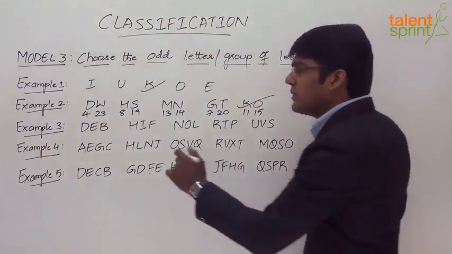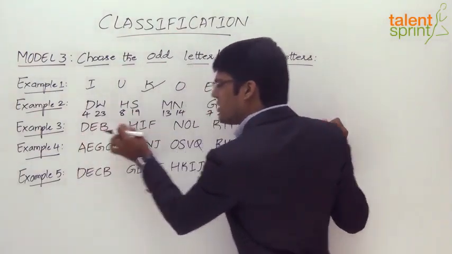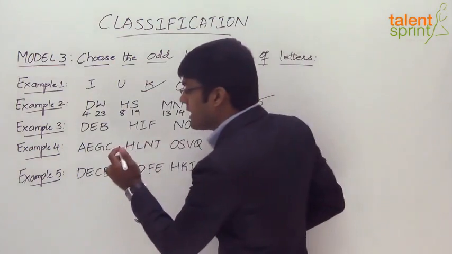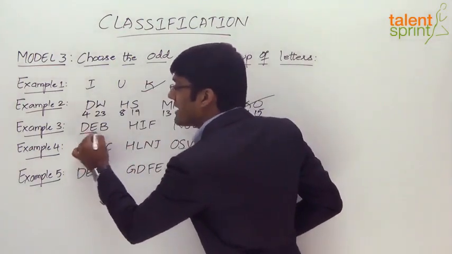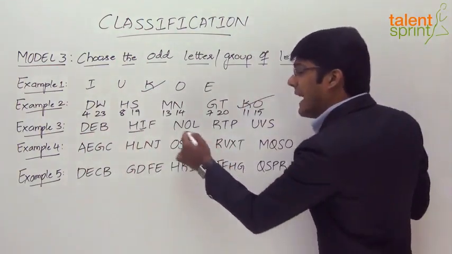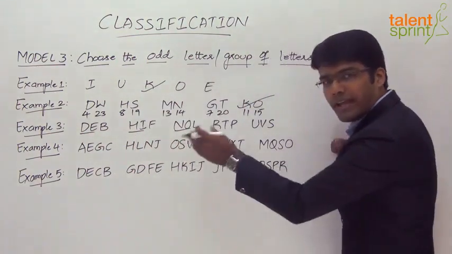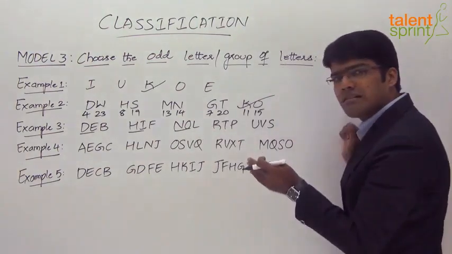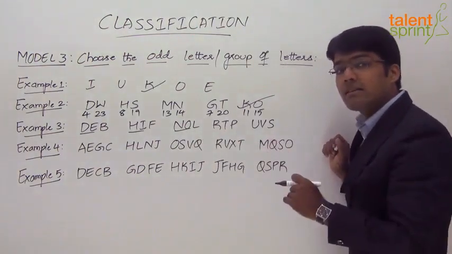If you look at D and E, let's not worry about the last letter here. Let's only observe the first 2 letters and see if that helps us in any way. D, E are consecutive letters. H, I is consecutive. N, O, right? M, N, O. N and O are consecutive letters. R and T, S, T. R and T are not consecutive, right?